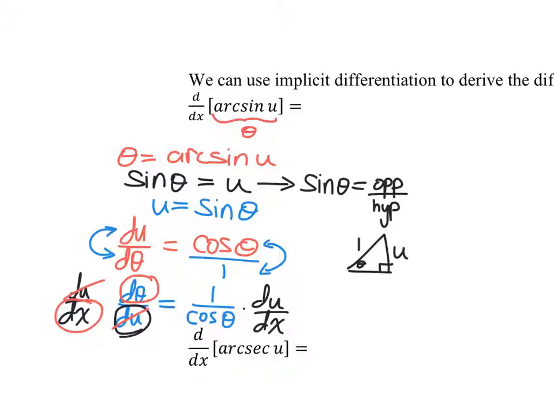So we would want to use the Pythagorean theorem to figure out what the missing side is, because I need cosine, which involves the adjacent side and the hypotenuse. All right, so I need that missing side, which would be what? Square root of 1 minus u squared, exactly.